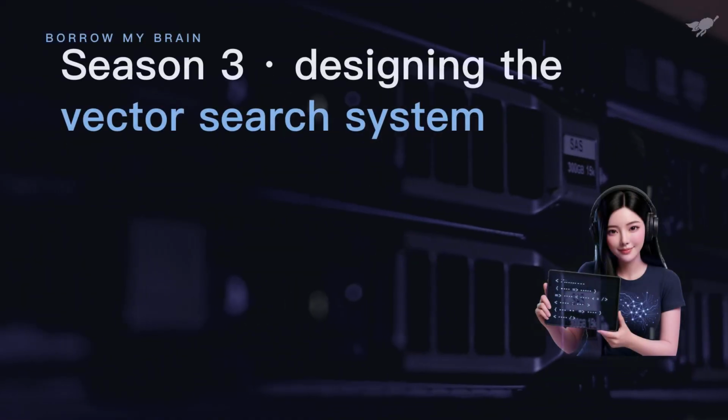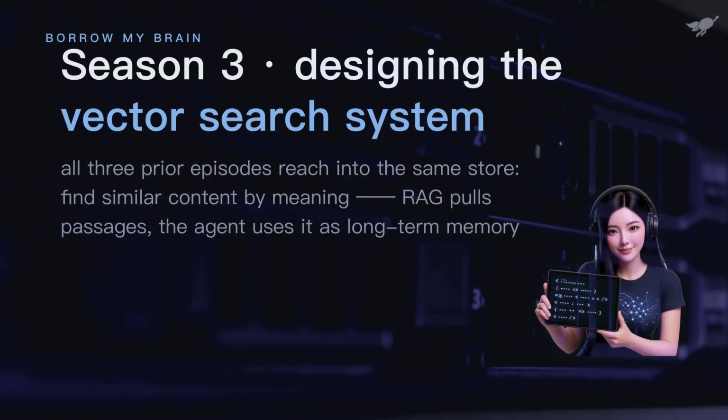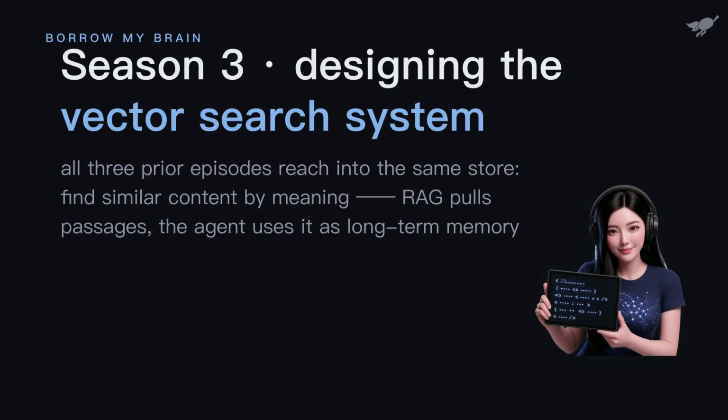Over the last 3 episodes, we built a RAG system, an agent platform, and an inference service. And all 3 of them reach for the same store, a store that finds similar content by meaning. RAG scoops the relevant passages out of it. The agent uses it as long-term memory. This episode, we crack that store open.